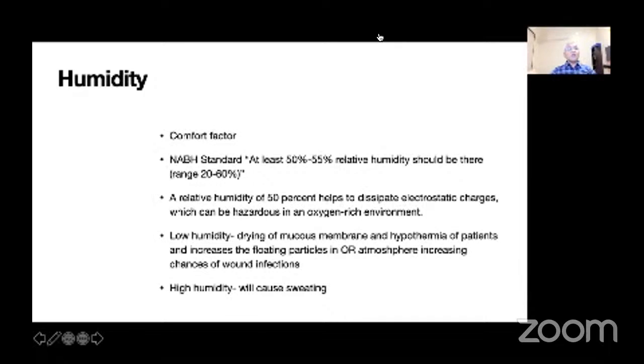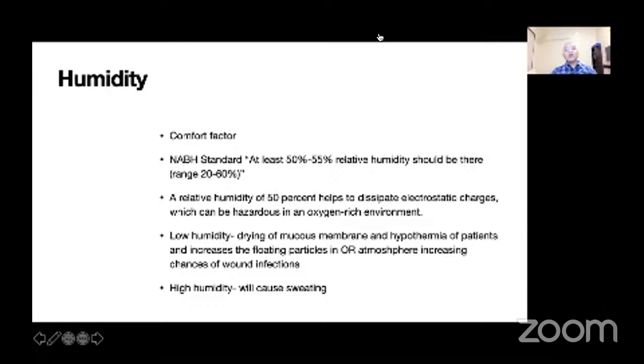Now, humidity has a very important consideration for the comfort factor. The NABH standard says that 50 to 55% relative humidity should be there, and the range described in ASHRAE is 20 to 60. A relative humidity of 50% helps to dissipate electrostatic charges, which can be hazardous in an oxygen-rich environment. So it is important that we maintain it at 50%.